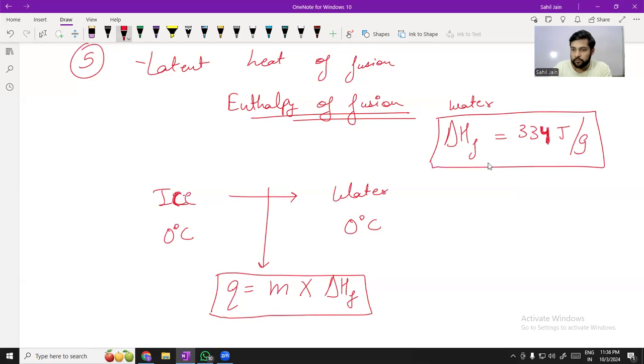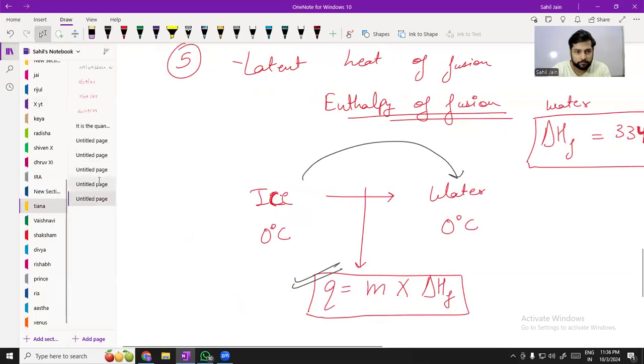In this, you can see that the temperature is not changing. When we talk about the latent heat of fusion or enthalpy of fusion, ice is getting converted from ice at 0 degrees to water at 0 degrees. There is absolutely no temperature change, although some heat is involved. Okay. Now let's move to our question.